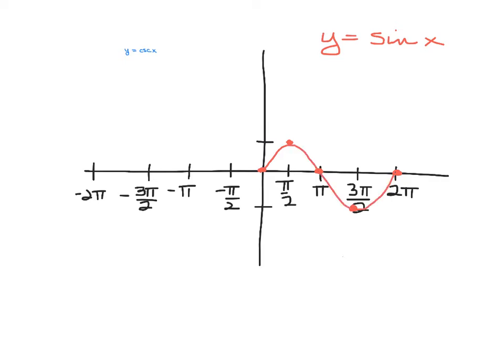So this is the right side, and then I'll create the left side. So we're going to go down here, back up to the axis, up above, and then back down to here. So this was the sine graph that we saw on day 1 of 6-3.